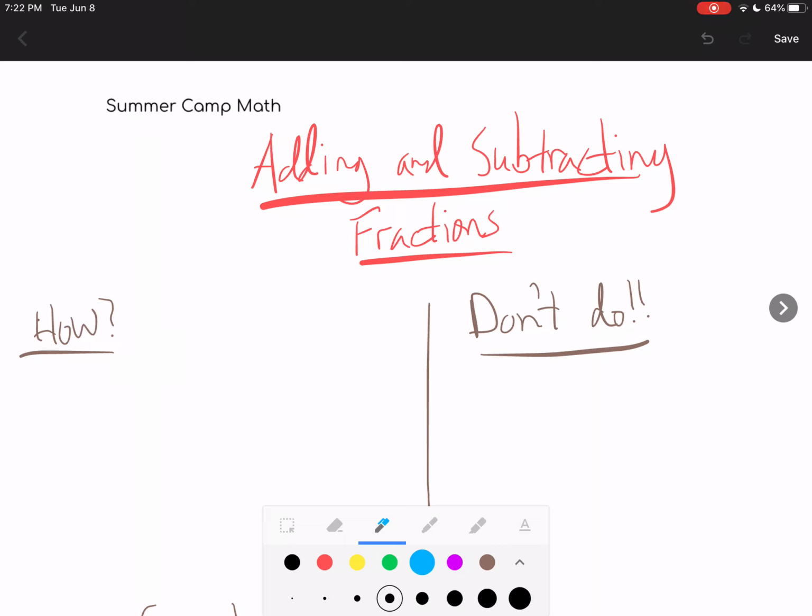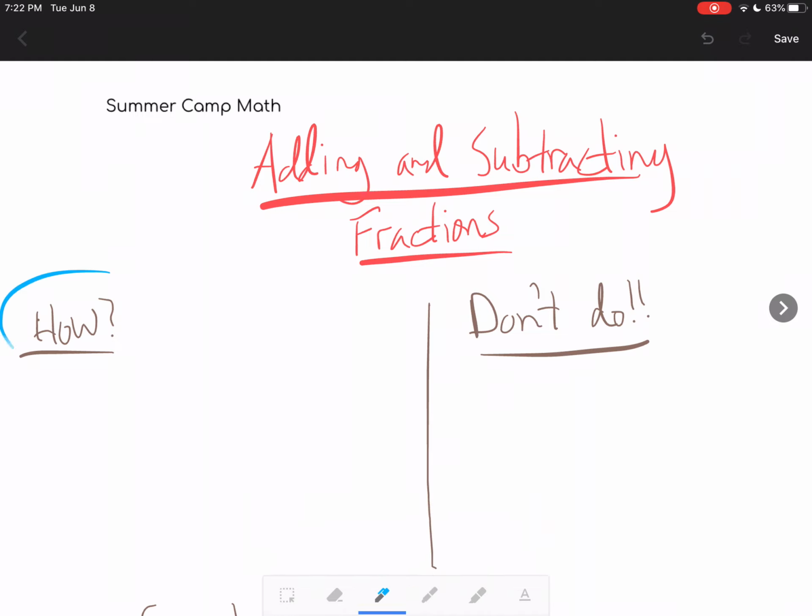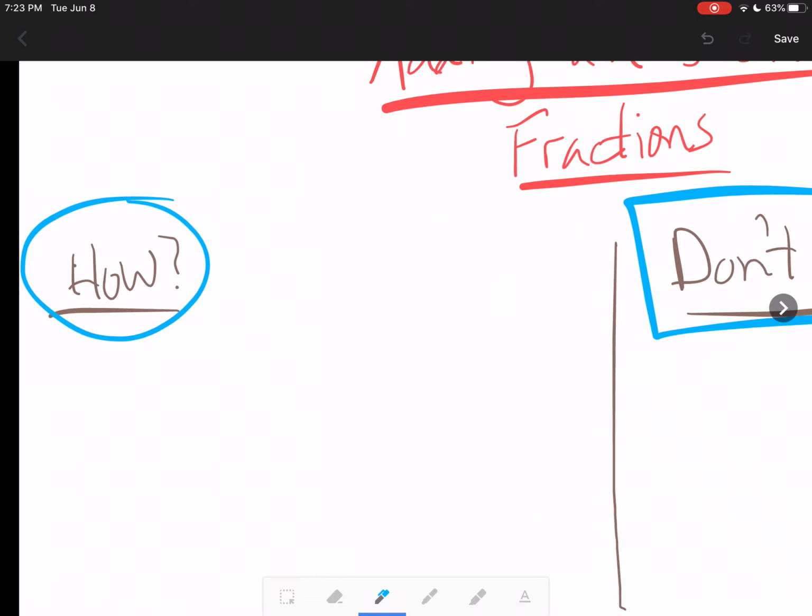In this video, we're going to talk about adding and subtracting fractions. I know, everyone's favorite. They love fractions. But you got to remember, fractions are your friends. And once you figure out how to do it, then it becomes a lot easier. So first, I have sort of a process that we'll do, and then also a couple of don't do rules. Please don't do these things. Okay, so let's start off with how to do it.